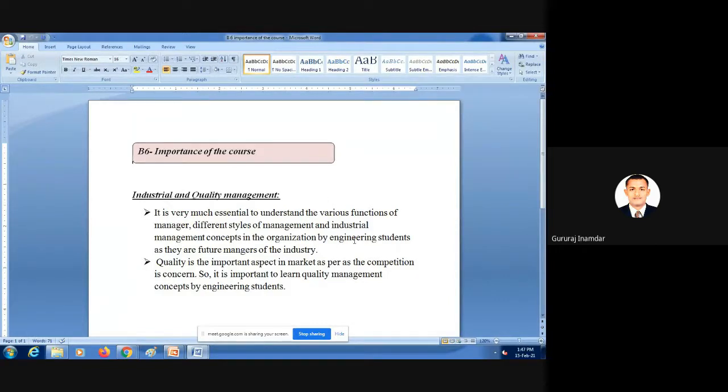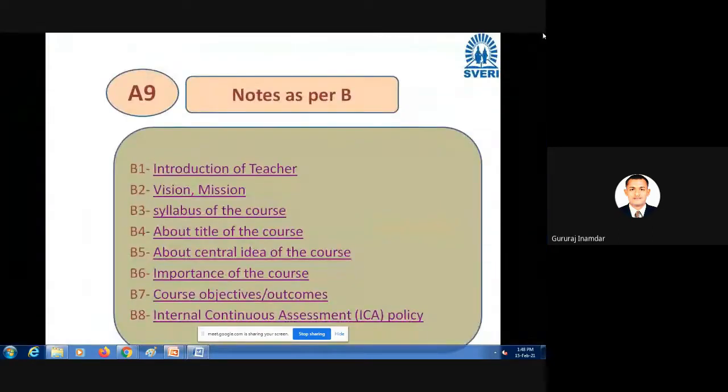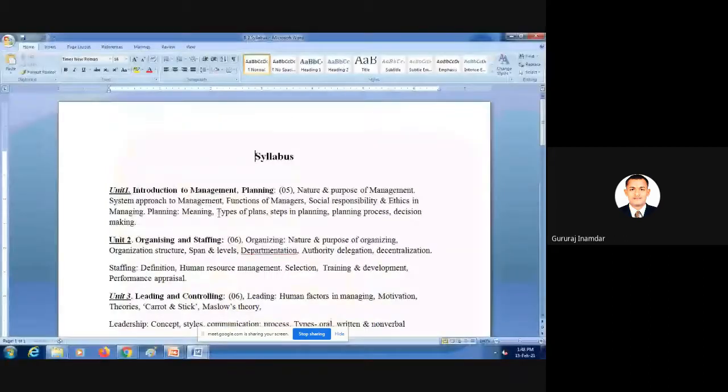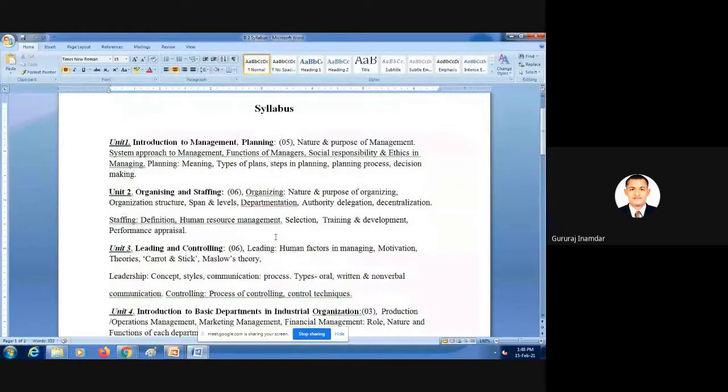This is the main purpose of industrial and quality management. Now we will see the syllabus. This is our syllabus, industrial and quality management. The first section has 4 chapters and the second section has 4 chapters.